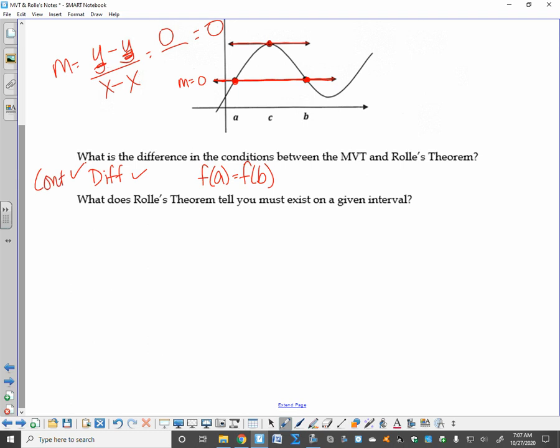What does Rolle's theorem tell you must exist on a given interval? A max or a min. The top and the bottom of a hump. If I have a tangent line whose slope is 0, that has to happen at a hump. Therefore, it is a max or a min. A relative max or a min must happen at those two points. And that's it. That's Rolle's. It's a cousin of MVT, and it's just super picky, but kind of powerful.